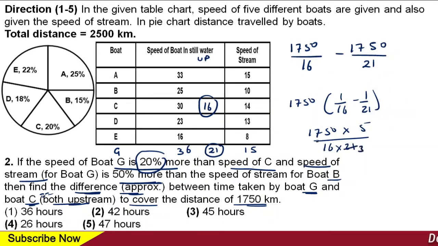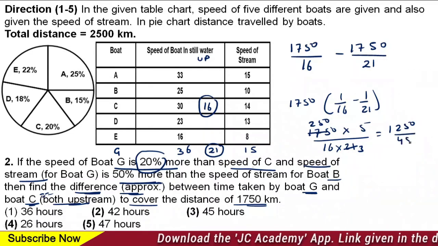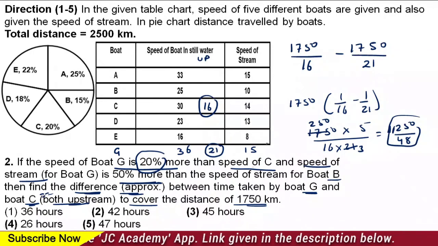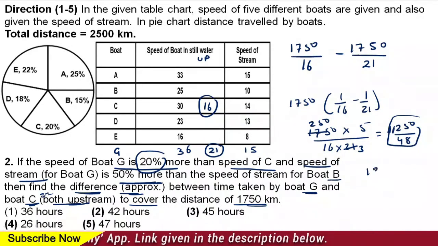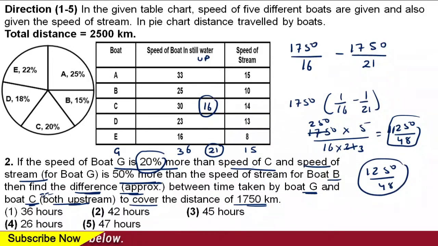7 threes are 21, 7 twos are 14, 250 over here. So what do we have? We have 1250 upon 48. Now try and understand, 1250 upon 48 is what we have. Now how can we eliminate the options? 10 times 48 is 480. 20 times 48 is 960.